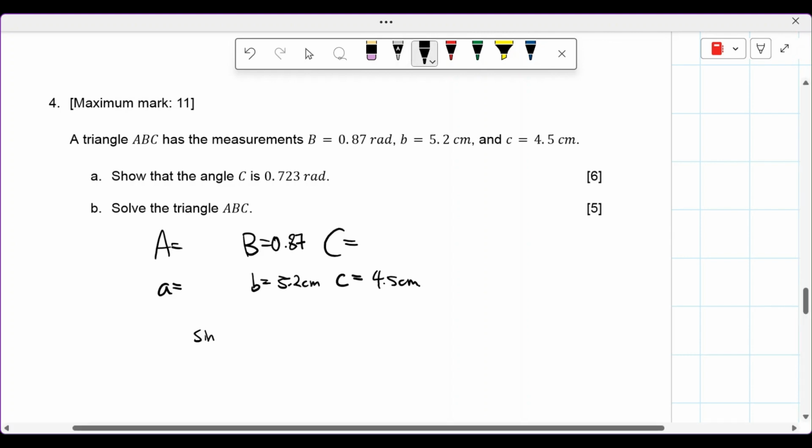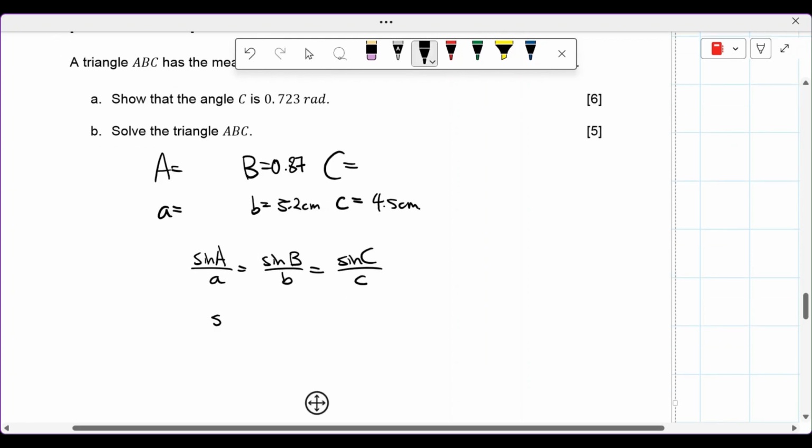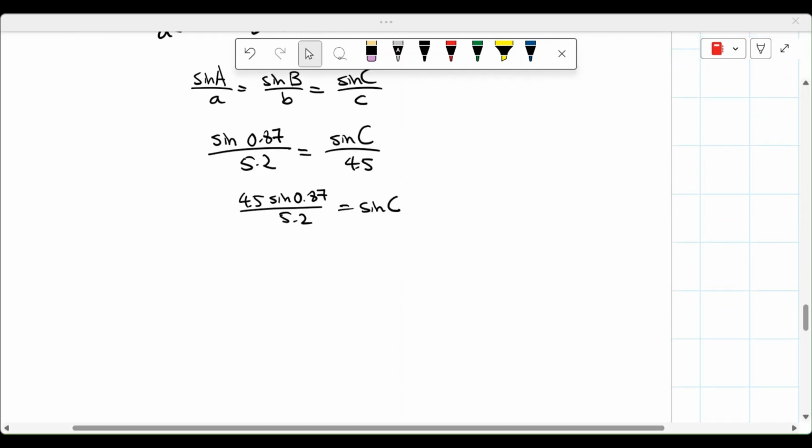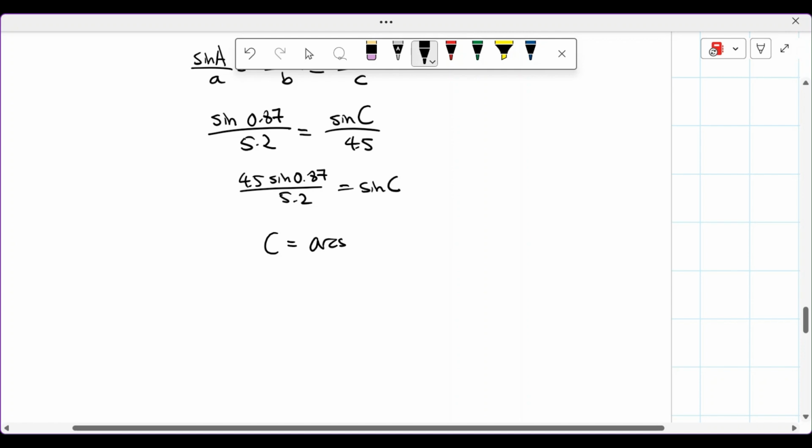Sine law goes like this. It doesn't matter how you use it, but I'm going to say that sine of 0.87 divided by 5.2 is equal to sine of C divided by 4.5. So 4.5 sine of 0.87 divided by 5.2 equals sine of C. So my C is equal to arc sine of 4.5 sine of 0.87 divided by 5.2.